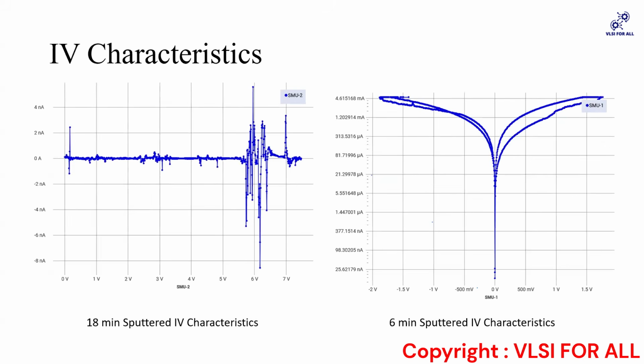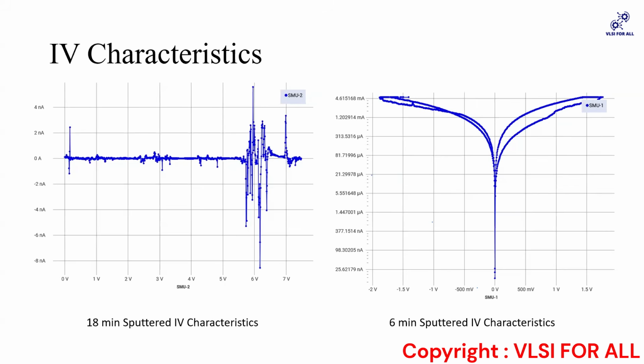IV characteristics. Here the change is that while sputtering for 18 minutes, we are getting a large amount of noise, which is not acceptable for the bipolar characteristics, which are the memristor device characteristics. So I have fabricated multiple devices, with 6 minutes, 18 minutes, and 20 minutes of sputtering, while checking the temperature, and I'm also checking the gas flow.